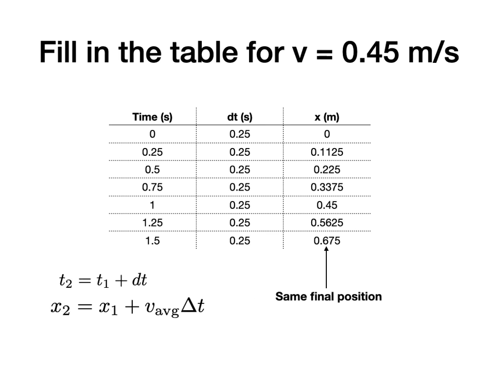Okay, so here are the values that I get. The times all increase by 0.25. Each of these delta x's is calculated from the one before it. And then down at the end, I get a final position of 0.675 and a time of 1.5. That's the same thing as before.